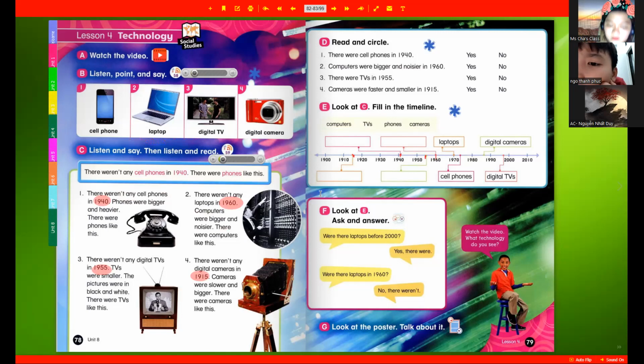Computer. 1950. I already circled it for you. Cameras. All you have to do is to read it. Number 2 is 1941. Phones. Next is 1955. TVs. And finally, 1960, we have laptop. Computer.